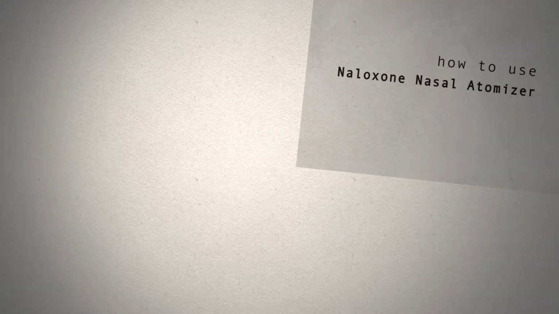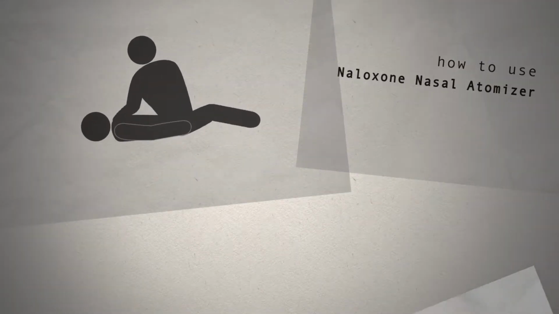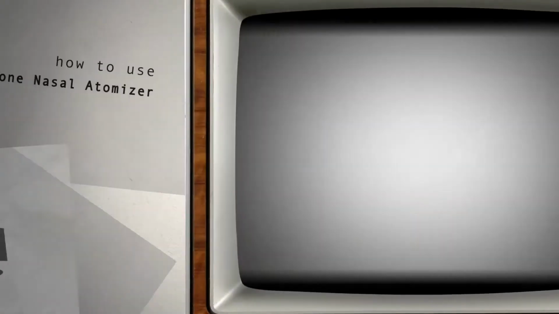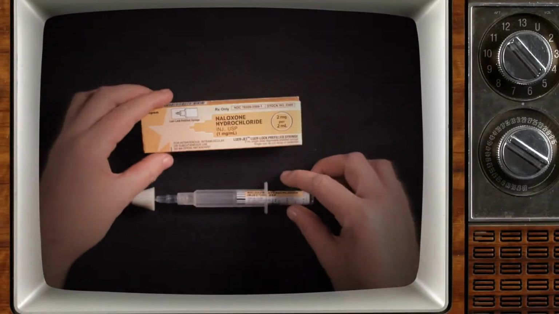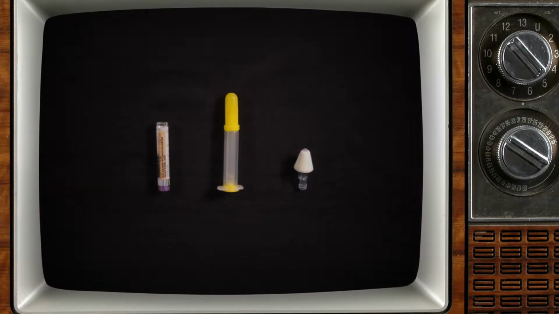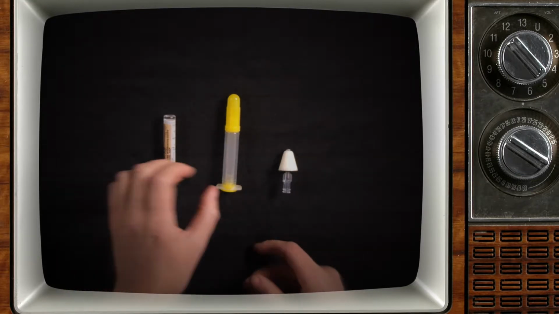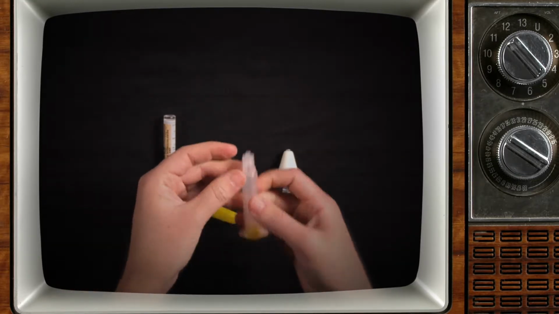Here's how to assemble and use a Naloxone Nasal Atomizer. Begin by laying the person on their back, tilting their chin up and making sure that their airway is clear. Next, prepare to assemble the Naloxone Nasal Atomizer. This consists of 3 parts: the naloxone capsule, the syringe, and the nasal atomizer. Remove the cap from the naloxone capsule. Remove the cap from the syringe.